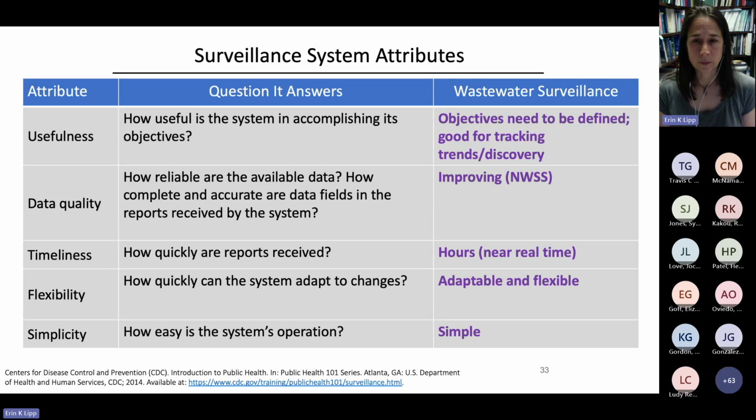These are just PCR targets for the most part, so you can update an assay pretty quickly depending on what you're looking for. So it's very adaptable and very flexible. And then simplicity. This is simple. This is getting a sample from a wastewater treatment plant that's already collecting these samples anyway, and then setting up your assays. I don't want to oversimplify it. There's things you need to do in the lab. There's things to take into account in terms of a wastewater sample, but it's a relatively straightforward process.